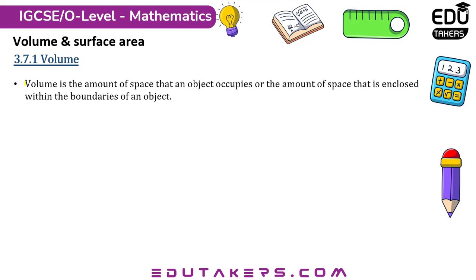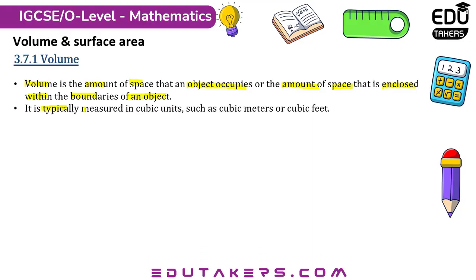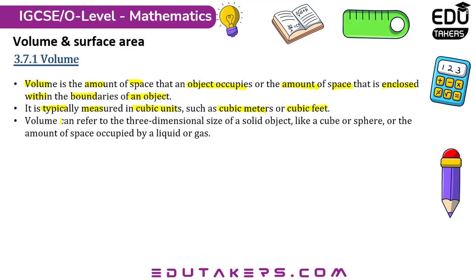Volume. Volume is the amount of space that an object occupies, or the amount of space that is enclosed within the boundaries of an object. It is typically measured in cubic units, such as cubic meters or cubic feet. Volume can refer to the three-dimensional size of a solid object, like a cube or sphere, or the amount of space occupied by a liquid or gas.